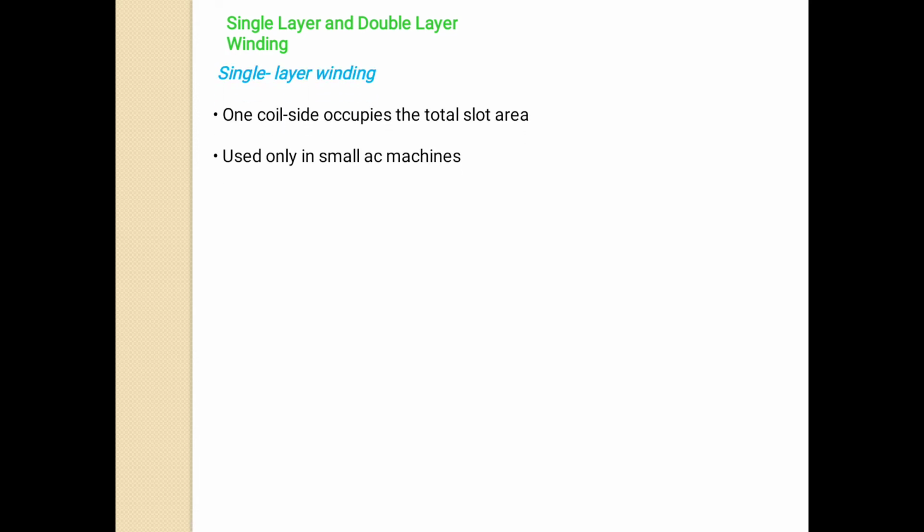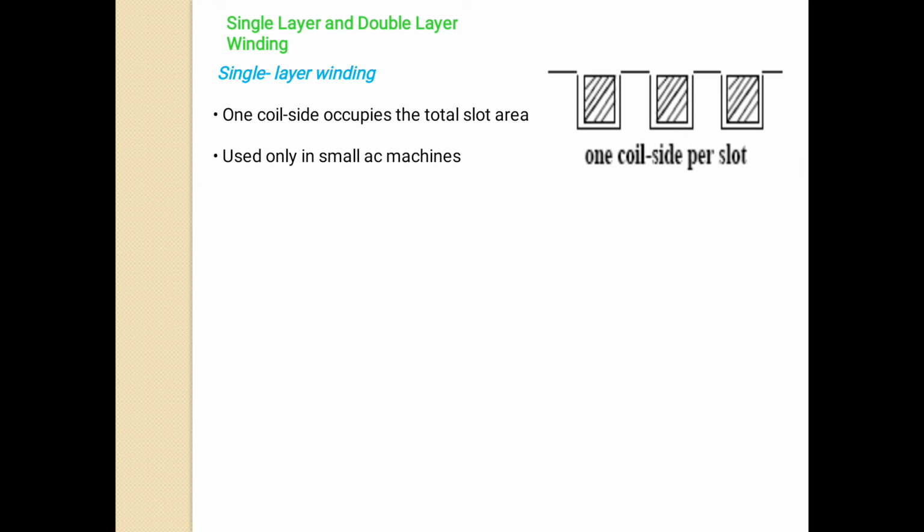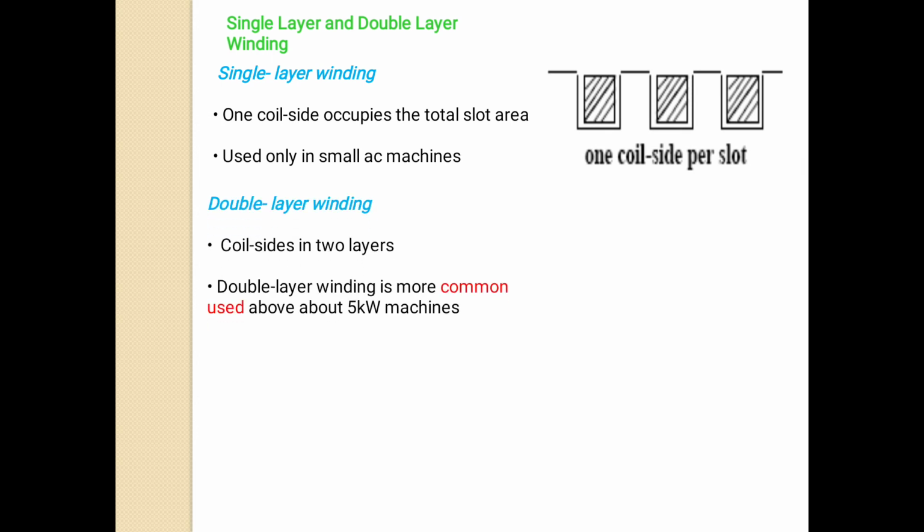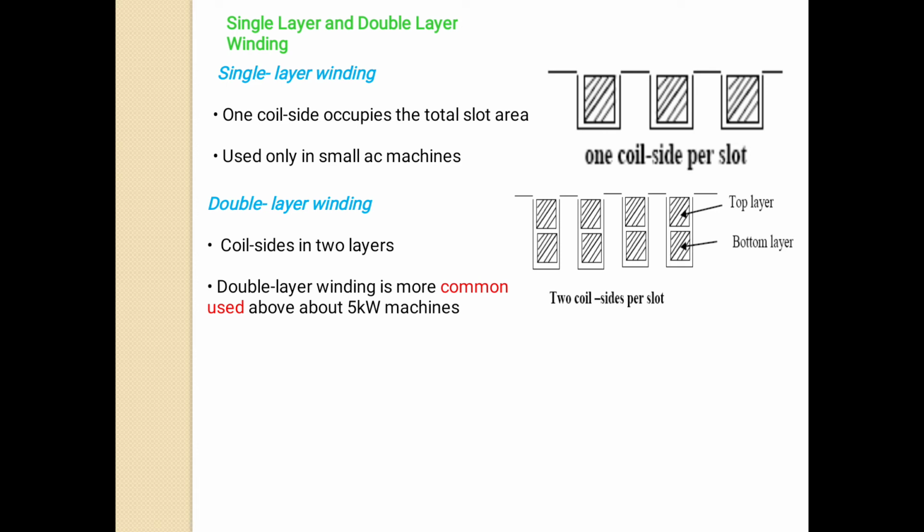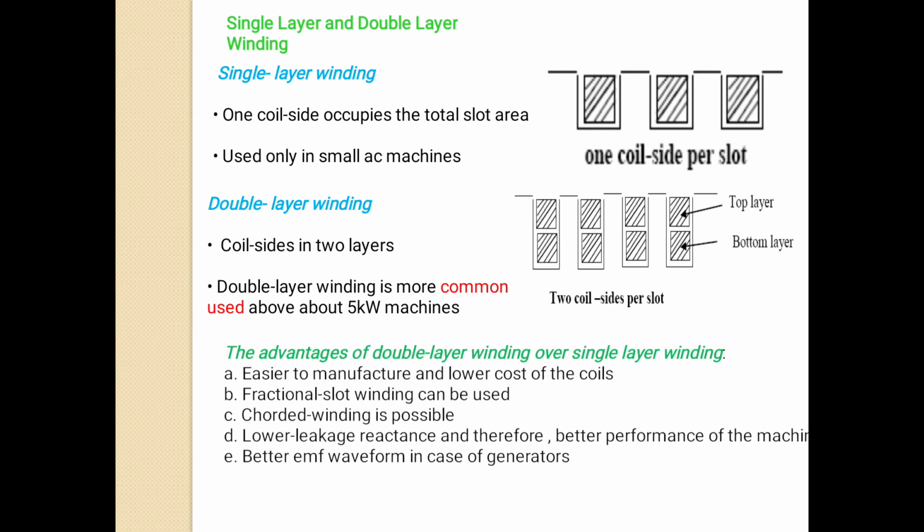Single layer winding: one coil side occupies the total slot area. It is used only in small AC machines and is called one coil side per slot. Double layer winding: the coil side has two layers. It is more commonly used for machines above 5 kilowatts, and it has two coil sides per slot.